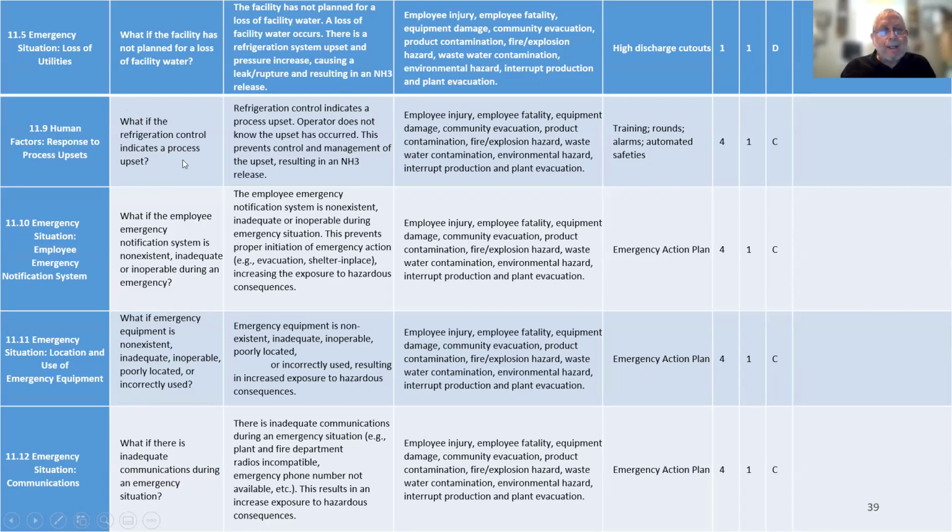What if the refrigeration control activates a process upset, and the operator doesn't know that has occurred? Well, here are the controls. Training, we operator train. Rounds. Rounds meant that every hour, trained refrigeration department employees made rounds, and they checked specific things, pressures, temperatures, whatever, just visual inspections, and alarms were in place and they were tested, automated safety were in place, but rounds was an important part of the program. Have somebody walk around and look at stuff.